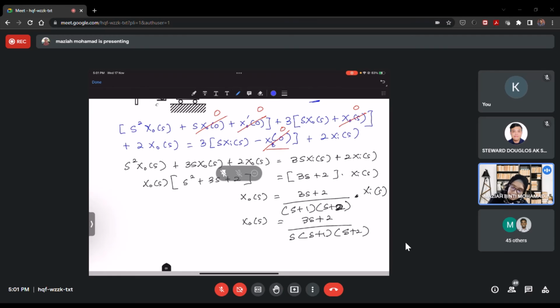Let's do the partial fraction. This form, if you refer to the table that I shared in the WhatsApp, is also the first function. So therefore we're going to write 3s plus 2 over s, s plus 1, s plus 2 is equal to A over s plus B over s plus 1 plus C over s plus 2. We need to solve for A, B, and C.